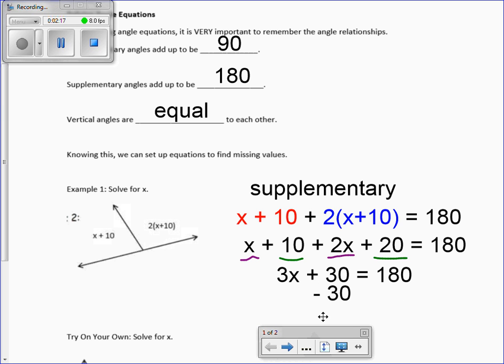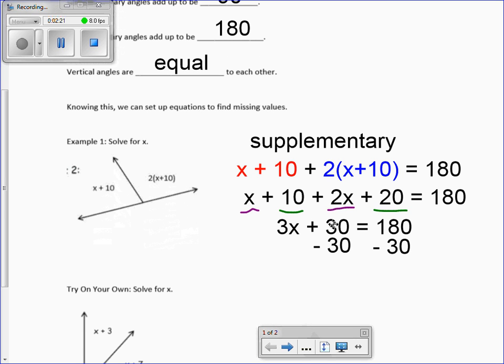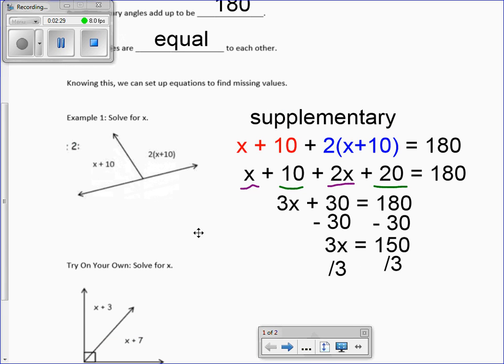So first thing I can do is subtract 30 from both sides. That's going to give me, these 30s will cancel out, so I get 3x equals 150. Divide everything by 3. So I end up getting x equals 50. Okay? They're not asking what is the measure of the angle, though I could find that out now just by plugging it back in. They're just asking for what is x.